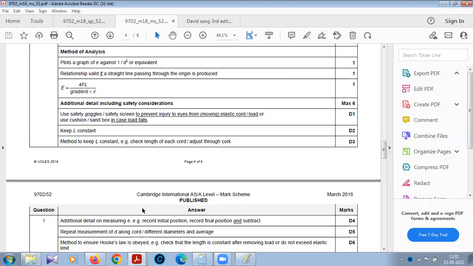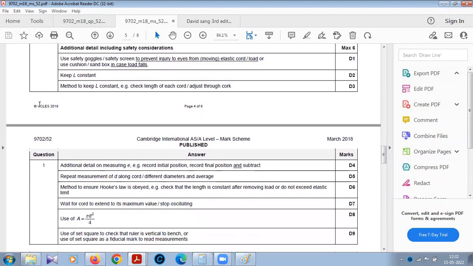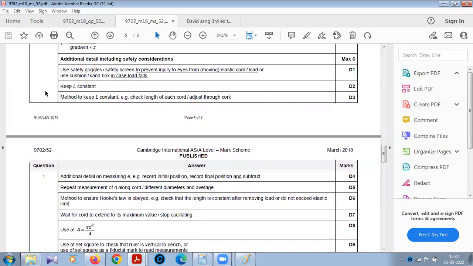So that was how we'll find out the E, and then the 6 points you have to write down. So what all the precautions you can take. You can see some precautions, 9 precautions they have given, so you can write down any 6. Like safety goggles, safety screen, cushion, and sandbox. We are keeping L as the constant.